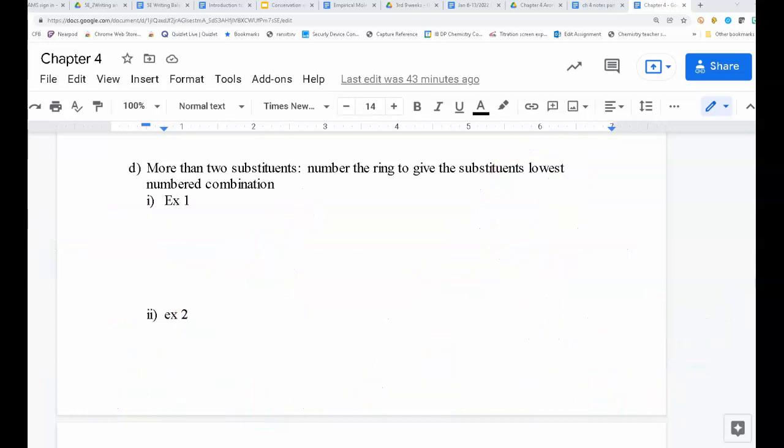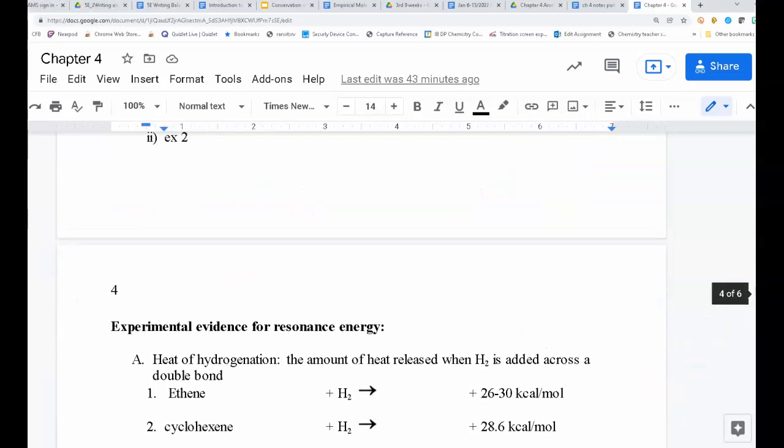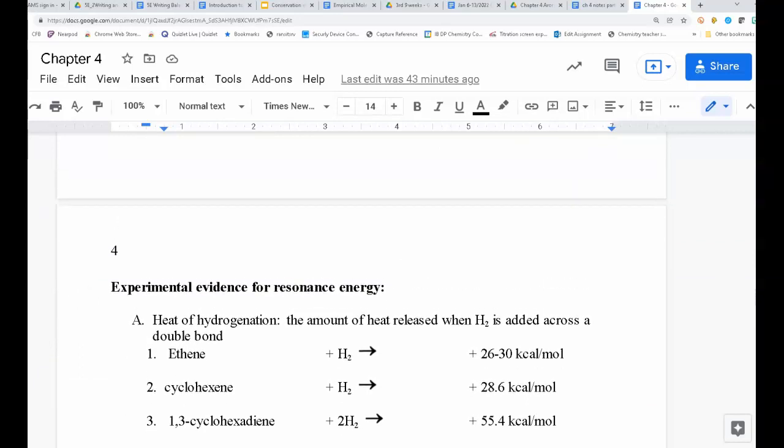Okay, let's see. I think we have gotten to the end. All right, I think I'm going to stop us right there for today. We'll get into resonance energy tomorrow, but you may move on for today and do the practice of naming assignment that I've given you for today.